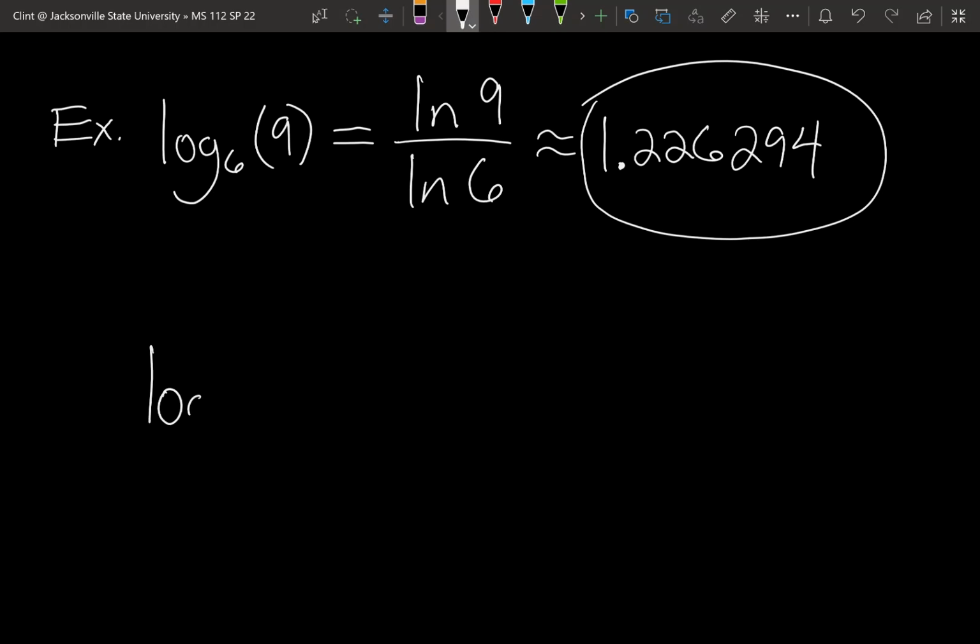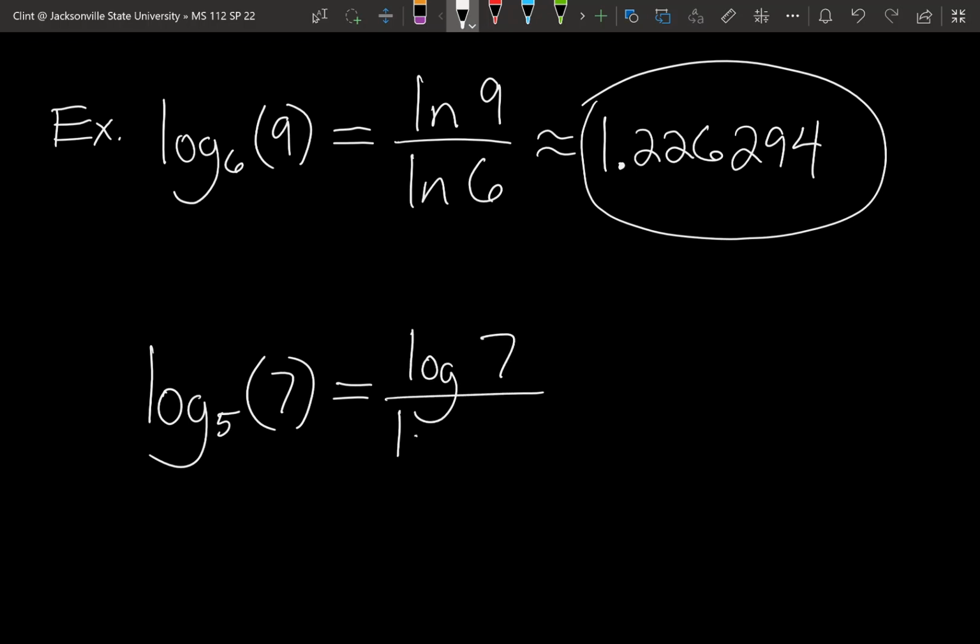Or we could have used the common log. Let's do another one. I did log base 5 of 7. So if we wanted to do the common log, base 10 log, we could do log of 7 over log of 5, and then we can punch that in the calculator. Here I get like 1.209, 0.62, something like that.